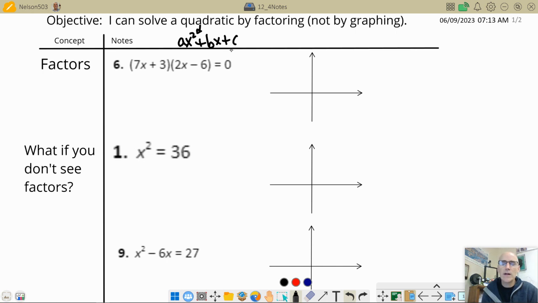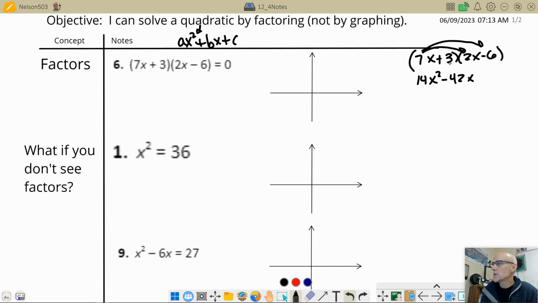That's quadratic, right? Now, this guy doesn't look like a quadratic, but if we took 7x plus 3 and we multiplied it by 2x minus 6, let's see, I get 14x squared. This is the distributive property, right? 7x times negative 6 is negative 42x. 3 times 2x is 6x. And 3 times negative 6 is negative 18.